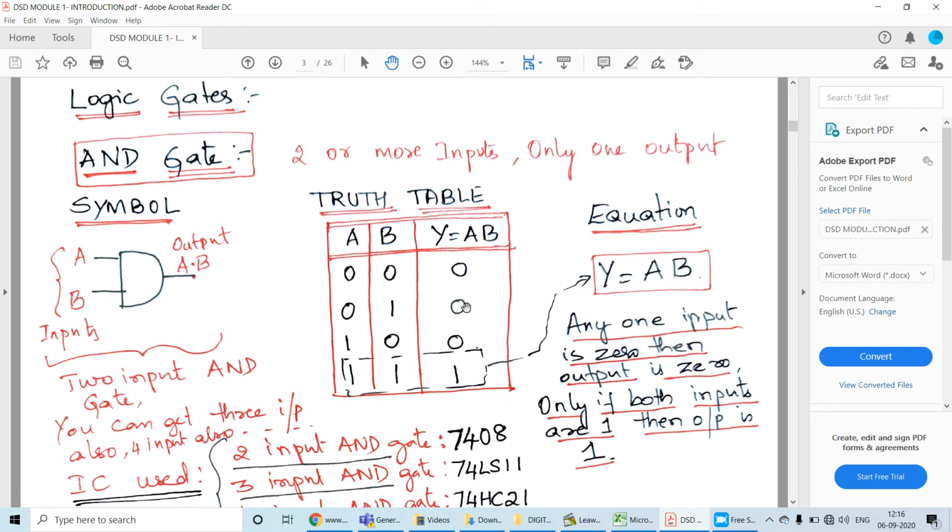Now what would be the truth table here for the two input AND gate? So we have A and B. When I have two inputs, I will get 2 power 2, which is 4 combinations.